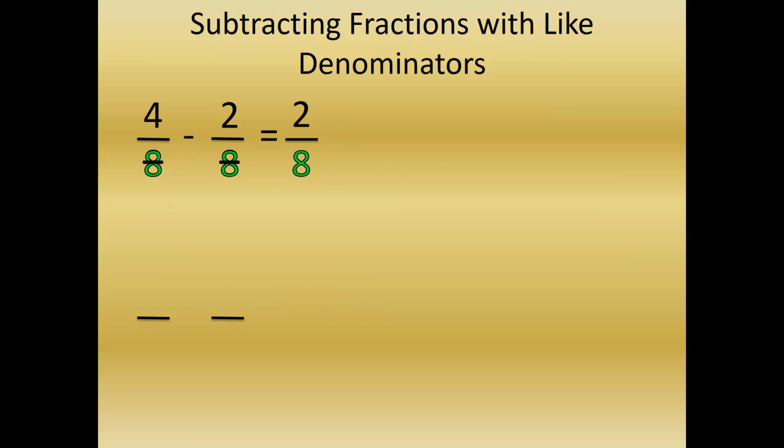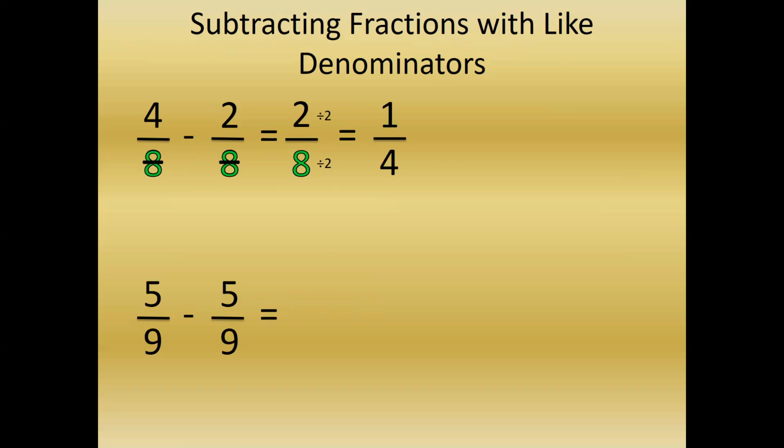But we can make this into smaller terms. So 2 can be divided by 2 and 8 can be divided by 2. So we are going to divide them by 2. So 2 divided by 2 is equal to 1, and 8 divided by 2 is equal to 4. So 1 over 4 is our simplified fraction. So now we're going to do one more.